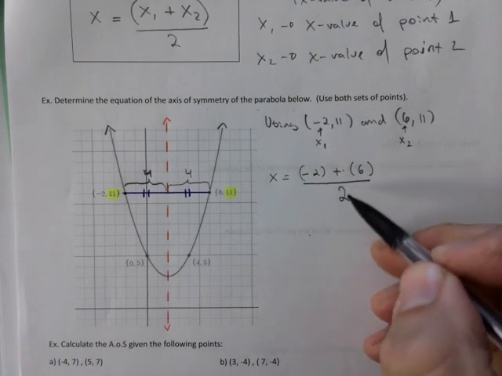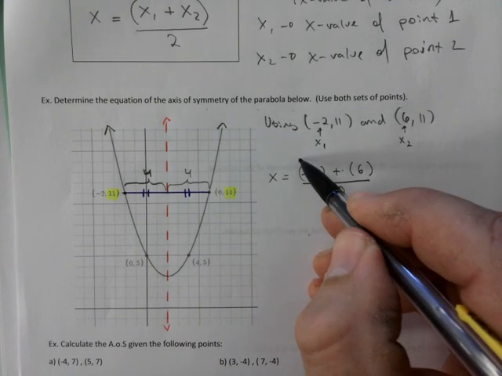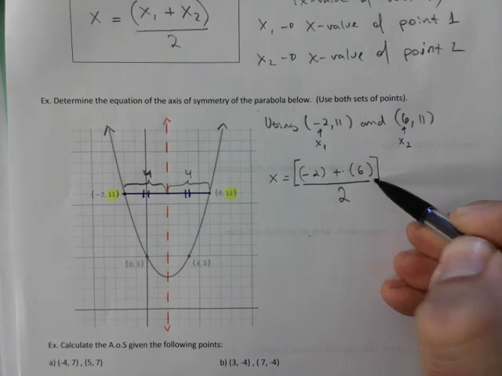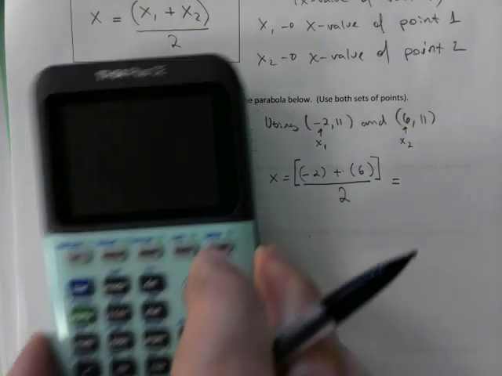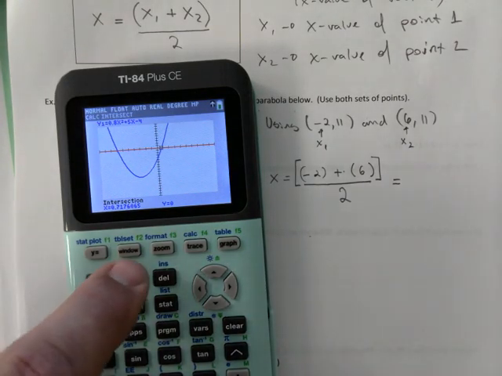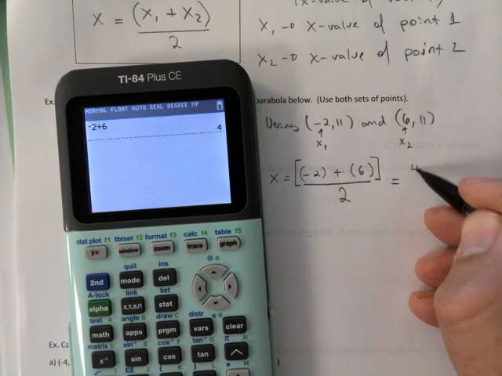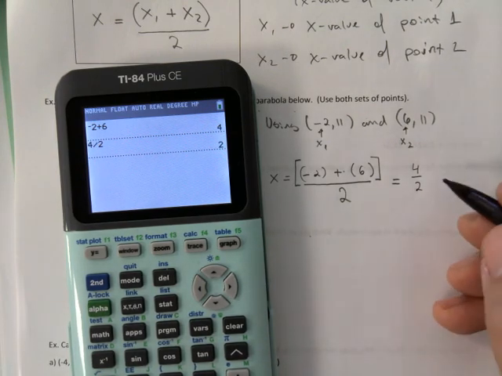You're basically finding the average between the two. Okay? And you know what? I'm going to use square brackets just to indicate the top has to happen first. So let's go ahead and do that. I'll just show you here. Second quit, right? Gets you to your home screen. I'm going to go -2, negative, not minus. It's the first number. -2 plus 6. That's 4. I think you all knew that already. And now you can go 4 divided by 2, and that's 2.